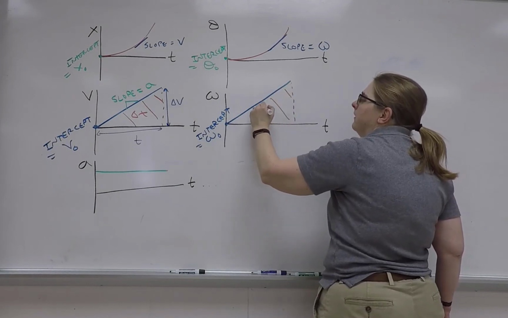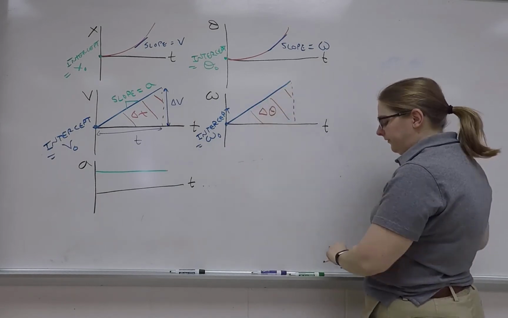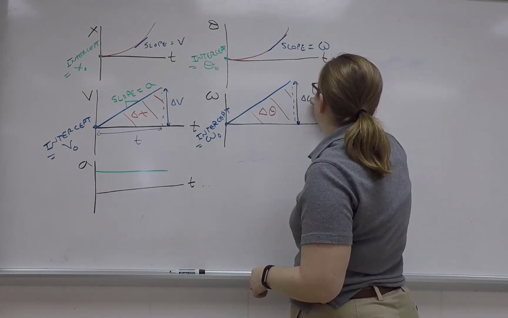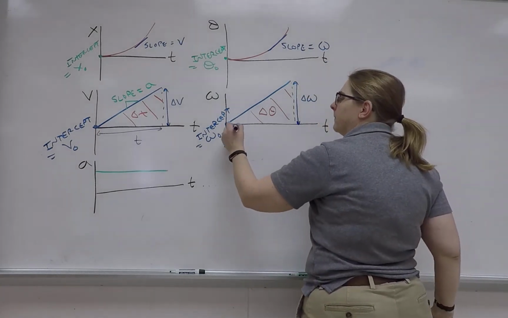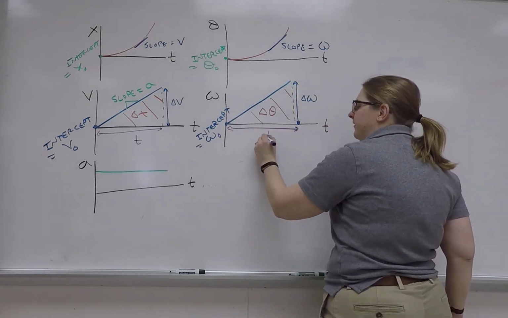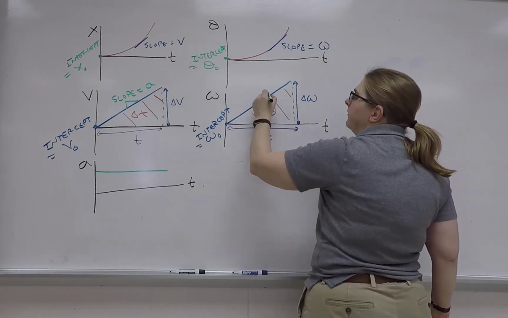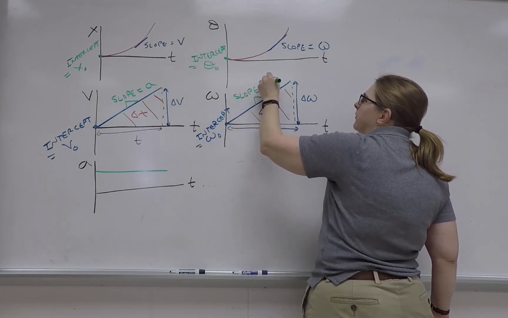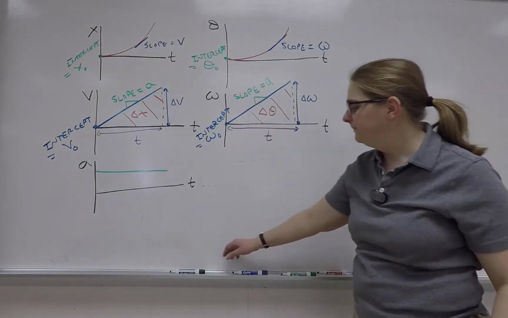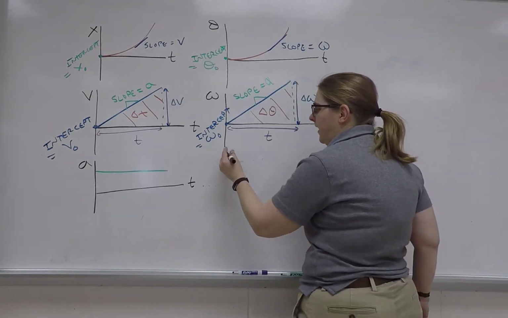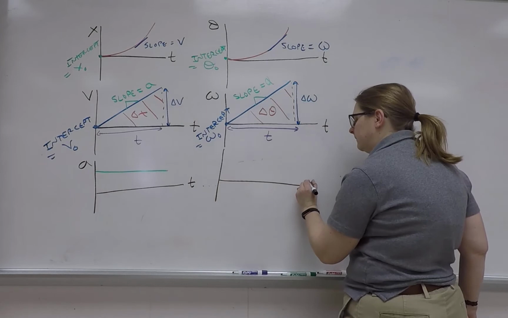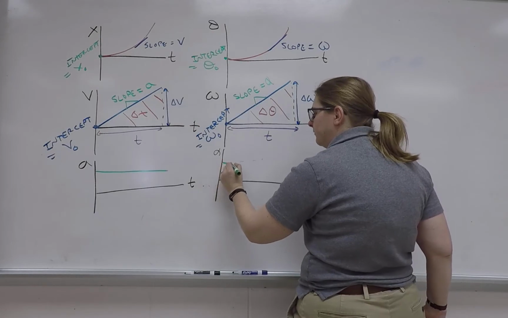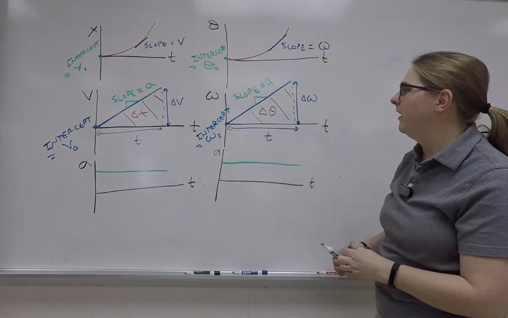My area is the angular distance traveled. The height of my graph is the change in angular velocity. The run on my graph is the time. And then the slope is going to be angular acceleration, which we're going to represent with the Greek letter alpha. And so then I can add an angular acceleration versus time graph, which once again is just a horizontal line.